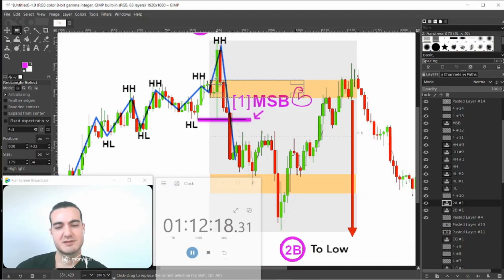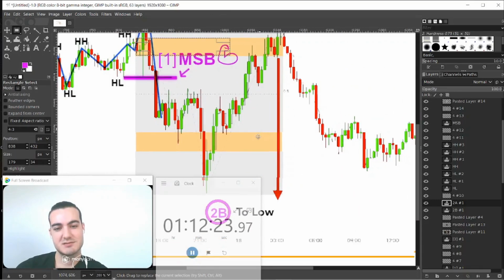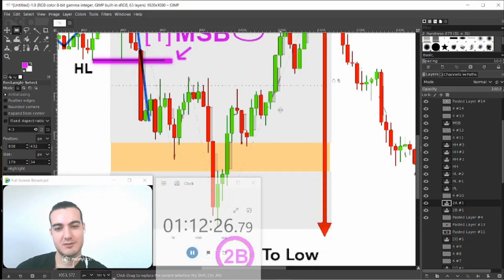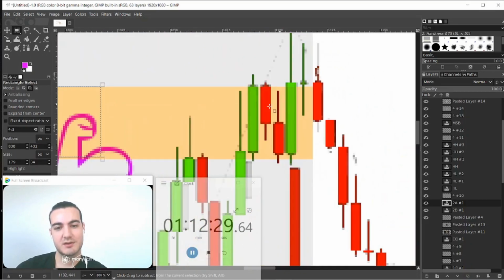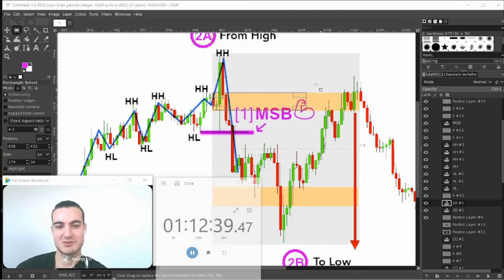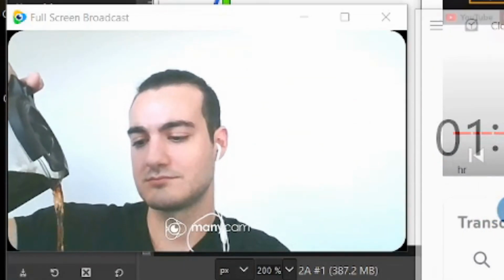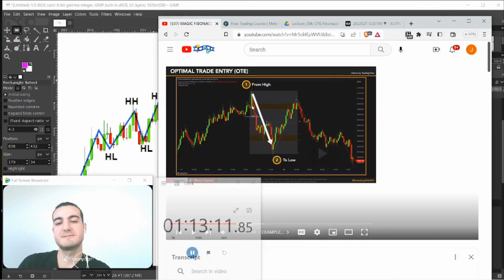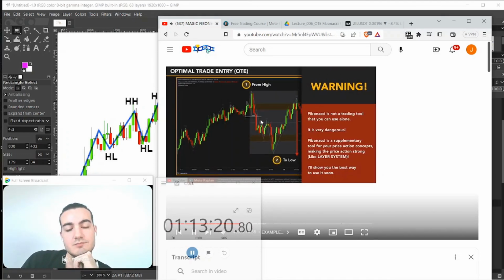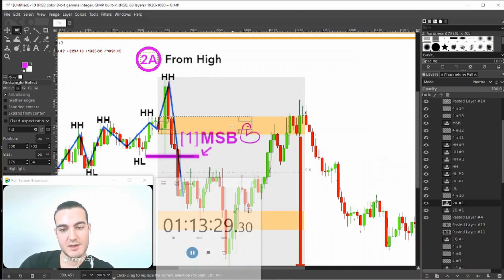Now I finally confused myself. I'm not sure if he intends to take a long from down here, or whether he's waiting for it to come back up here to go short. Magnets in imbalance, equal highs or lows. So he does mention this as the entry zone. So he is waiting for it to come back up. That's what I thought. I just wanted to be sure.